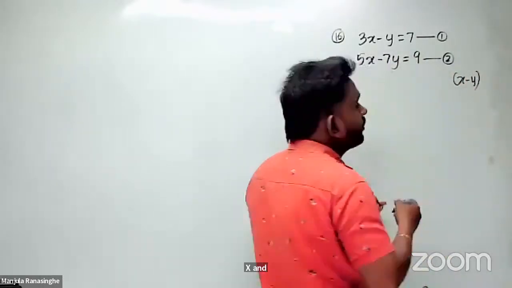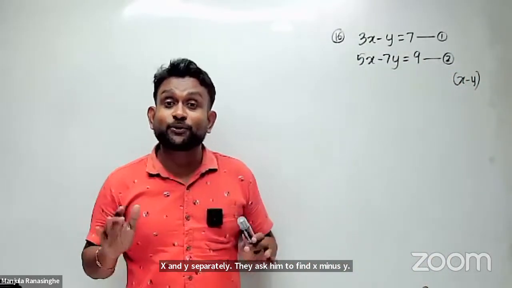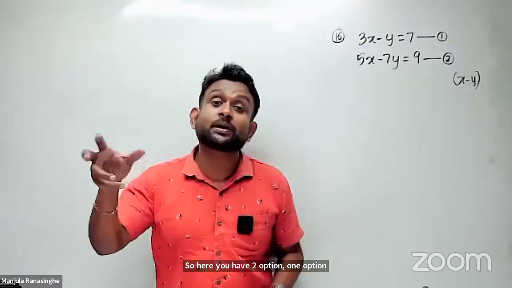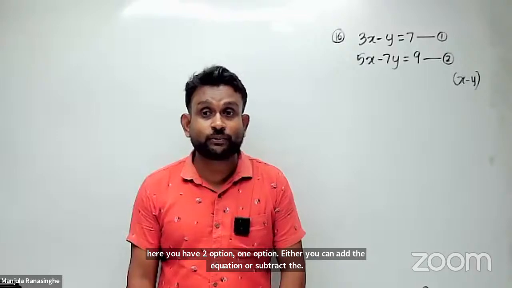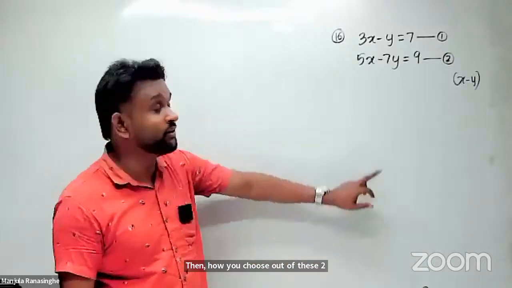So here you have two options. Either you can add the equations or subtract the equations. Then how do you choose out of these two methods, either addition or subtraction?